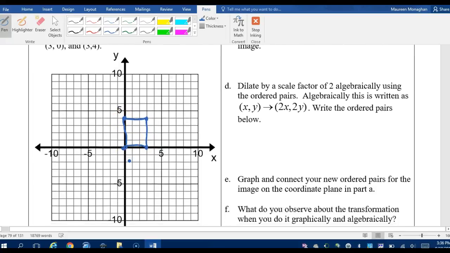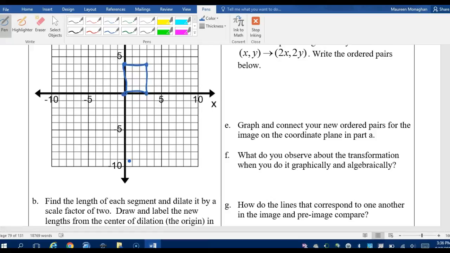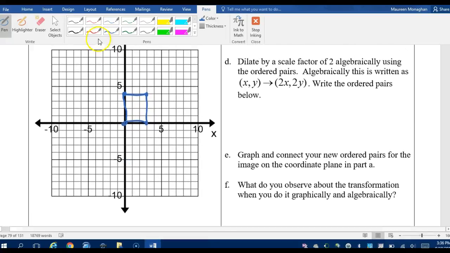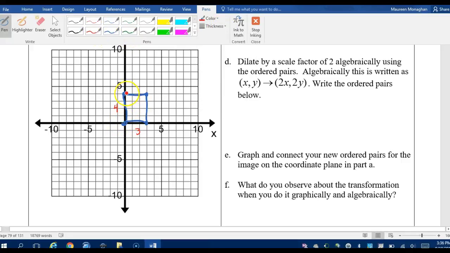Then the next order of business is to find the length of each segment and dilate it by a scale factor of 2. Draw and label the new lengths. So let's go red. This one is a length of 4. This is a length of 3. So I have to double that. Instead of 4, we're going to go up 8: 5, 6, 7, 8. So this new one is going to be here.